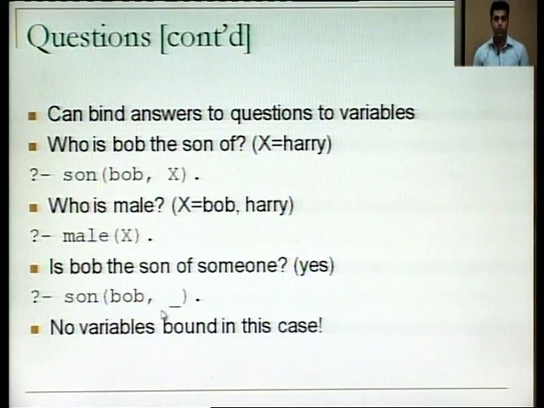Is Bob the son of someone? Son Bob. Here we have not written any variable. This is known as a don't care condition. We don't care what the value of the variable is, it should just have some value. The answer will be in the form of yes or no. No variables are bound in this case, so the answer will come in the form of yes or no only.